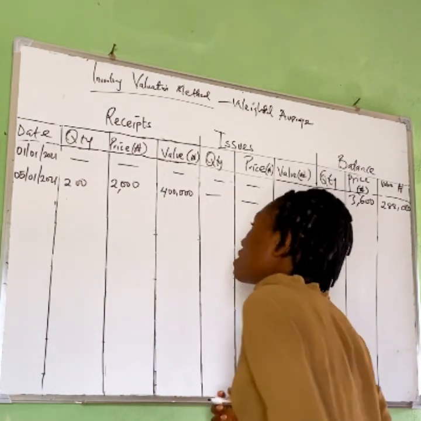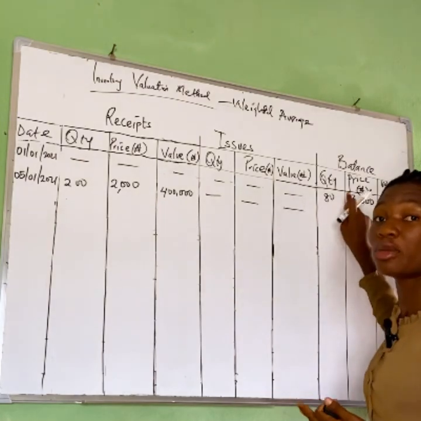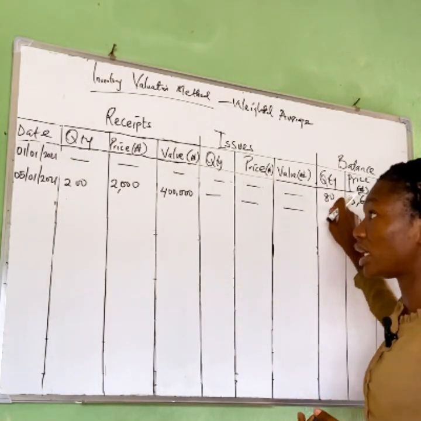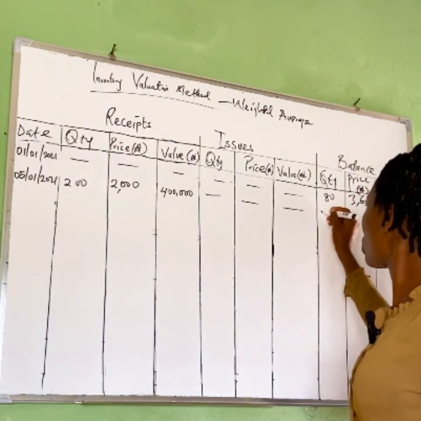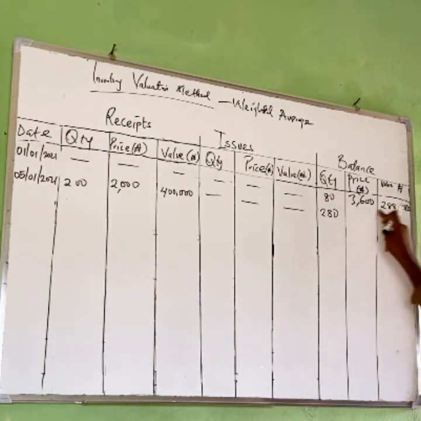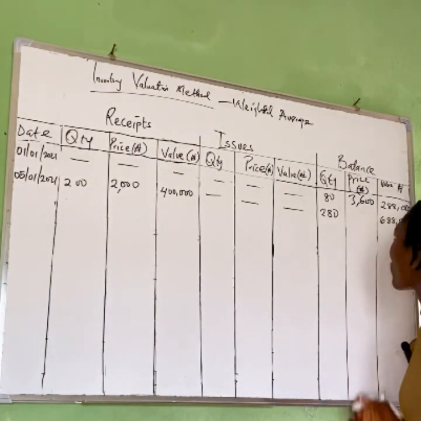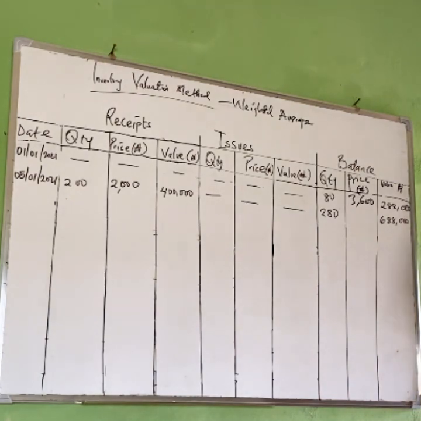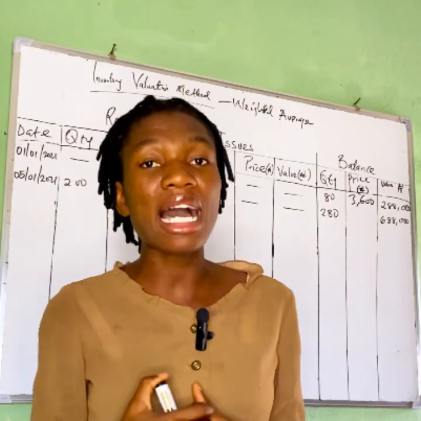How do we balance? For receipts, we are adding. So this is our previous quantity balance, and we add it to the goods that were bought to give us 280 units, and then we add the value to give us 688,000 naira. Like I said, whenever there is a receipt, we do an averaging.